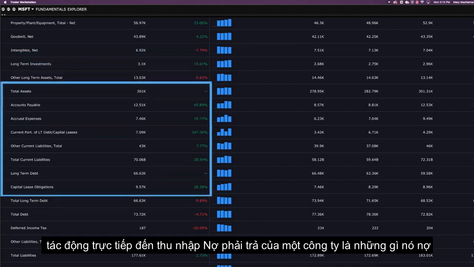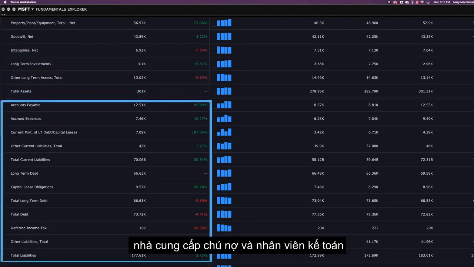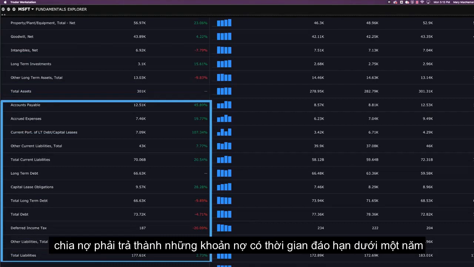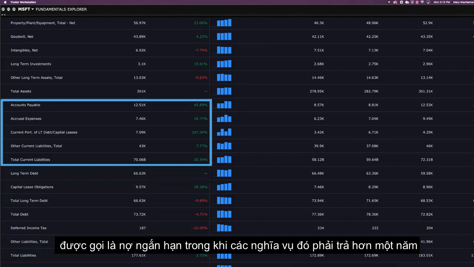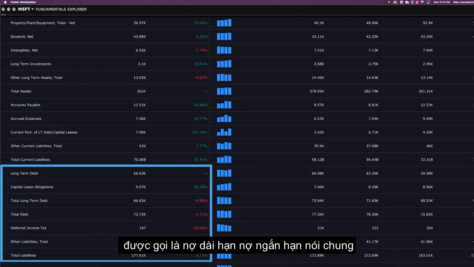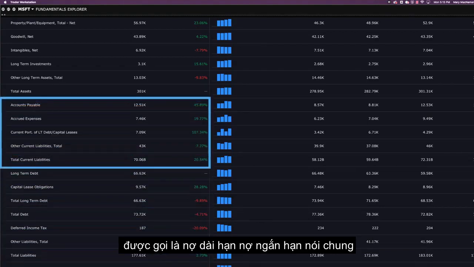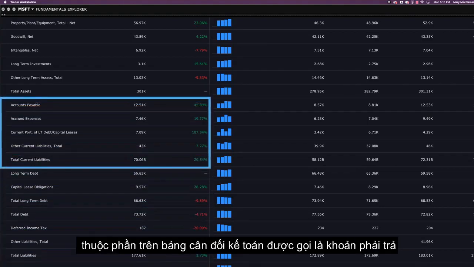A company's liabilities are what it owes its suppliers, creditors, and employees. Accountants break down liabilities into those debts with a maturity of less than a year, known as current liabilities, while those obligations payable more than a year out are termed long-term liabilities. Current liabilities generally fall under the section on the balance sheet known as accounts payable.